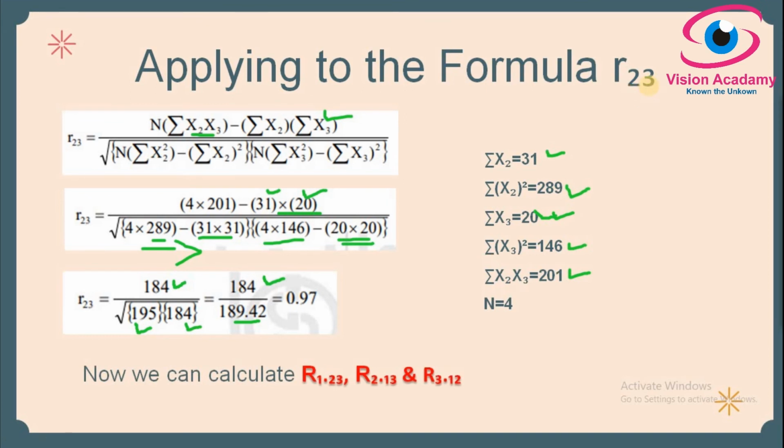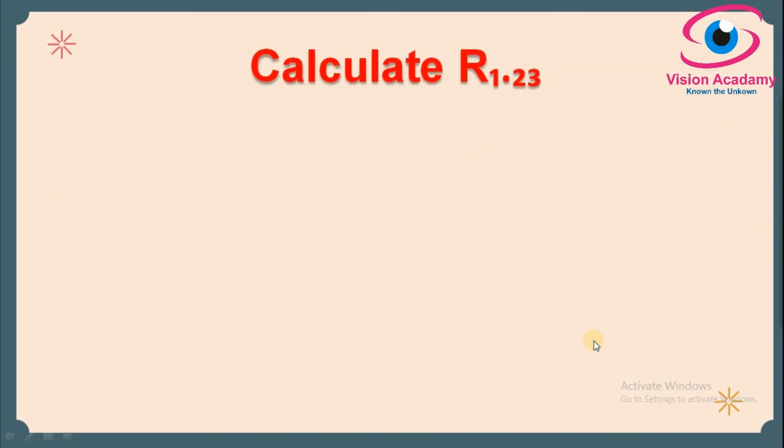Sorry, R13 and R31, both are same. Since we obtained all three total correlation values R23, R13, and R12, now we can calculate R1.23. So let us apply the formula and calculate R1.23. To apply the formula for R1.23, we need this information, which we have just calculated.